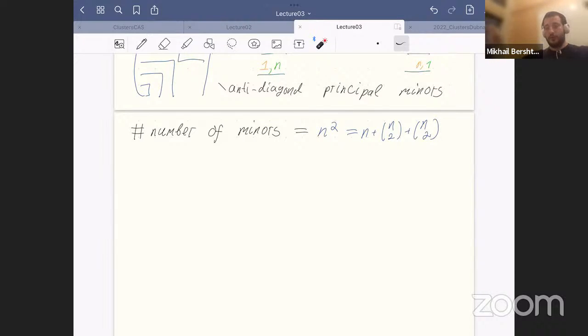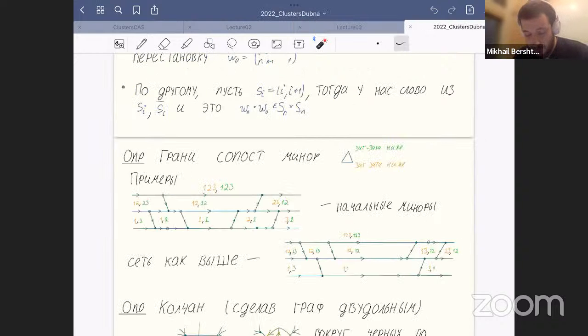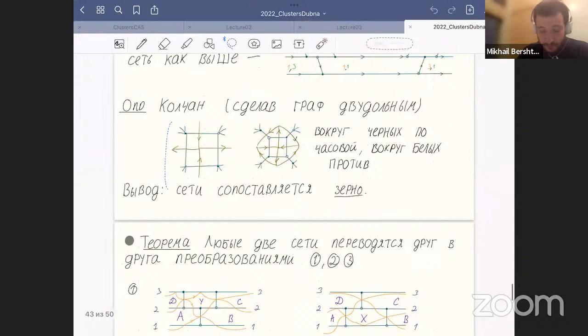And now I will connect them to the story about cluster algebras. But in order to do this, I have to draw a quiver. Maybe to speed up, I copy the picture from some Russian notes.